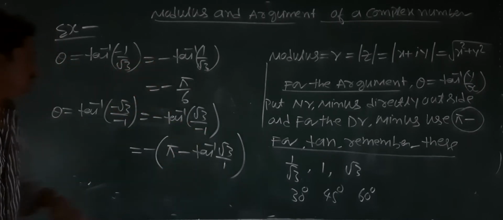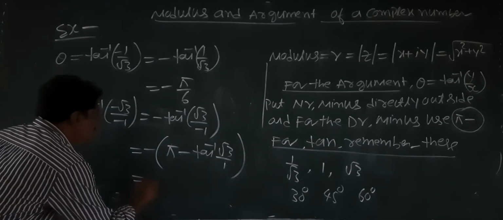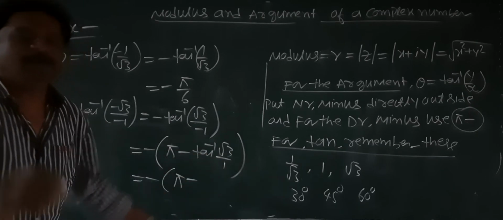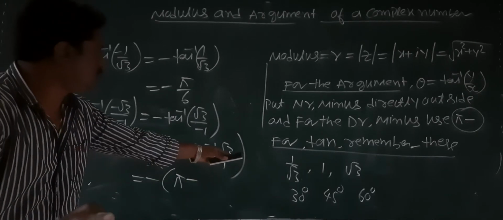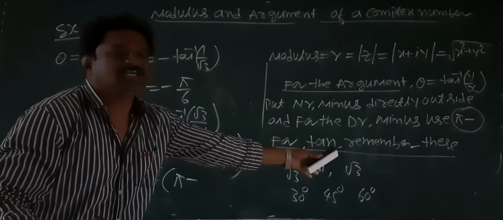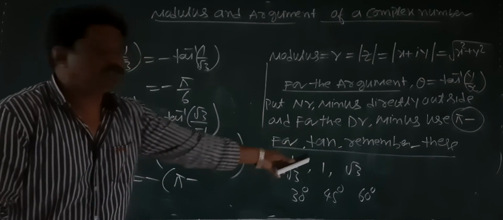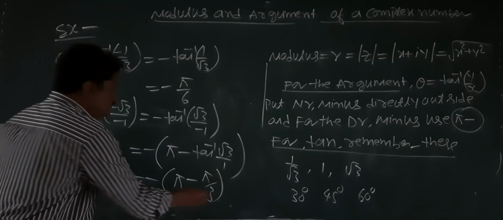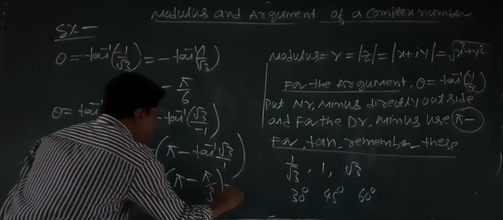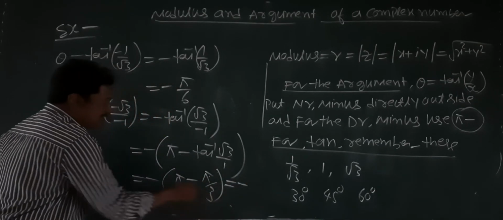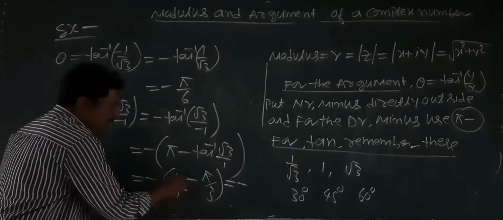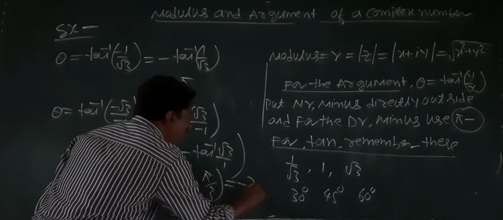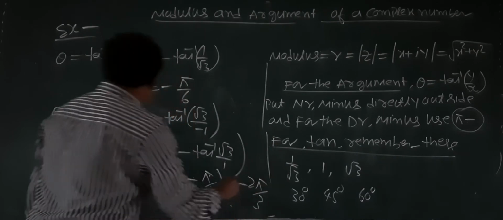Right? Use that. Now it is minus of pi minus tan inverse root 3 by 1, that is root 3. What is tan inverse root 3? Root 3 is related to 60 degrees. It must be pi by 3. Simplify this. Minus of, with LCM 3, 3 pi minus 1 pi, that is 2 pi by 3. So the answer is 2 pi by 3.